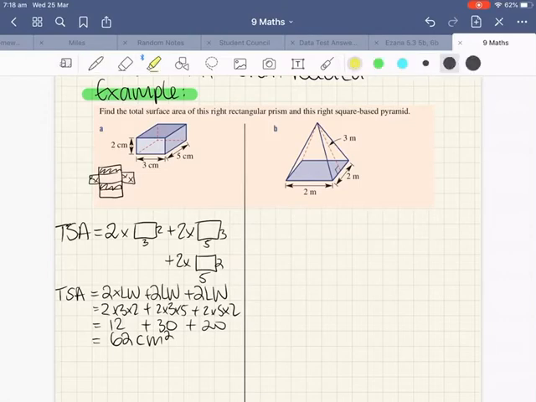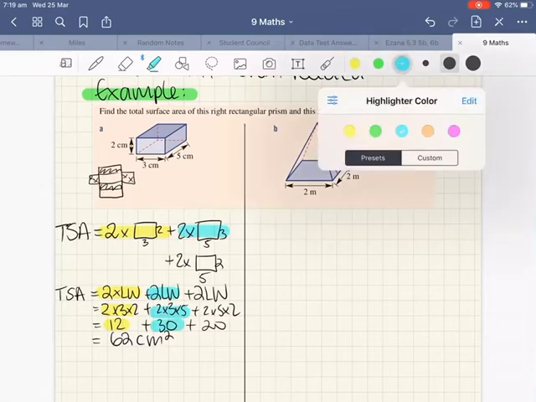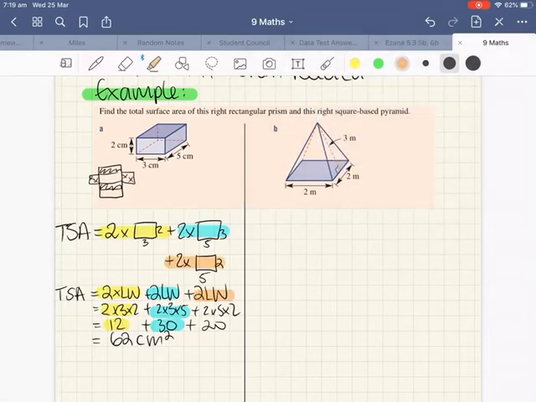Just going to highlight those here so that you know which one we are working with. This is this one here. Okay, and finally this one is this one here.